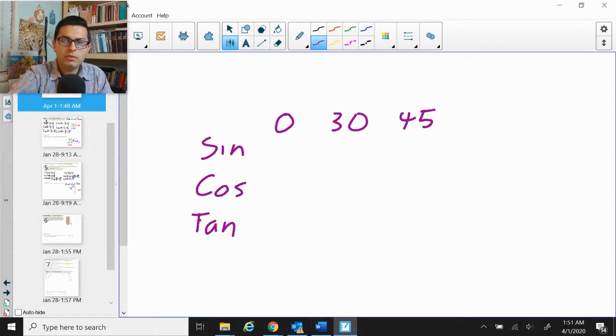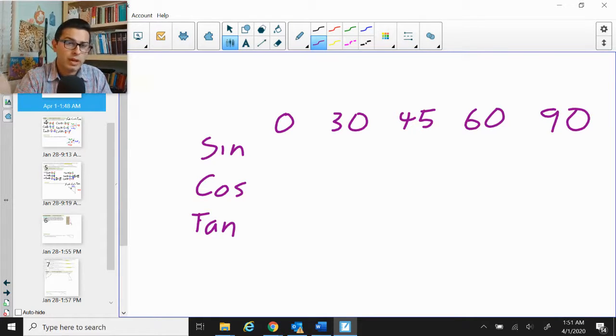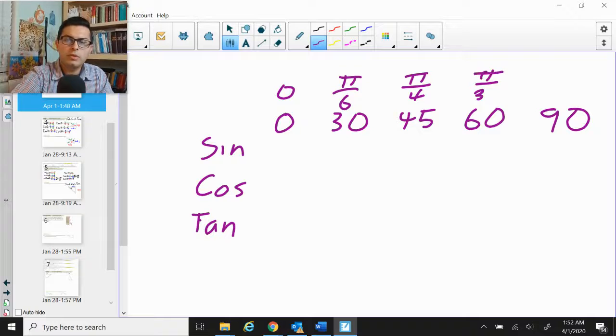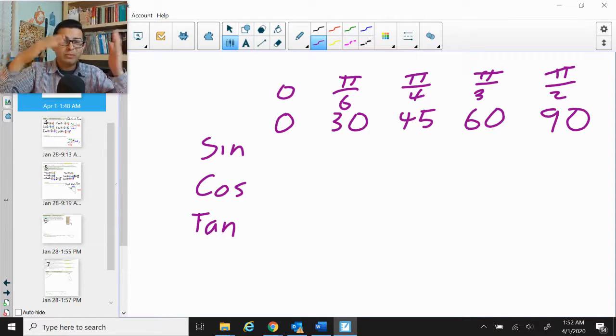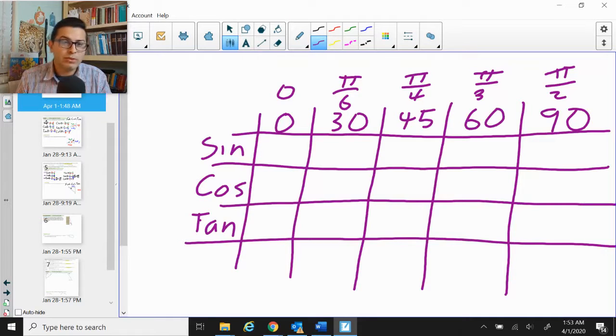And the degrees associated with it are going to be 0, 30, 45, 60, and 90. You also have the radian versions of these, which is going to be 0 again, pi over 6, pi over 4, pi over 3, and pi over 2. If you don't know what those are, don't worry. You'll get to radians eventually. But you have these angle measures right over here, and then you're just going to make a gridded box. We have our gridded box.